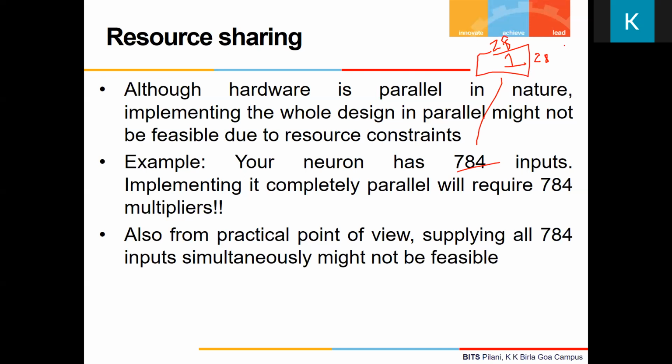What we may do is use one multiplier per neuron, and do only one multiplication at a time. So it may take 784 clocks to multiply all 784 inputs. My latency is increasing, but the advantage is that I can make some real neurons. Otherwise, I cannot. That is one thing.